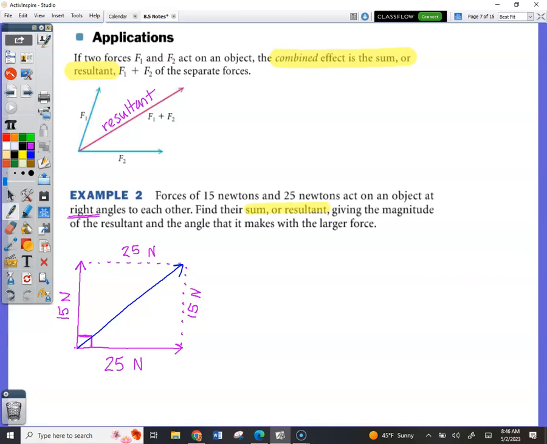Now, let's go back and read what it asked us to find. It said, find their sum or resultant, and then it tells you how to find it, by giving the magnitude of the resultant. This is your clue to find the magnitude of the resultant, which means find the, starts with an L, find the length. And it says of the resultant, so it's going to be of the diagonal, because the resultant's that one in the middle.